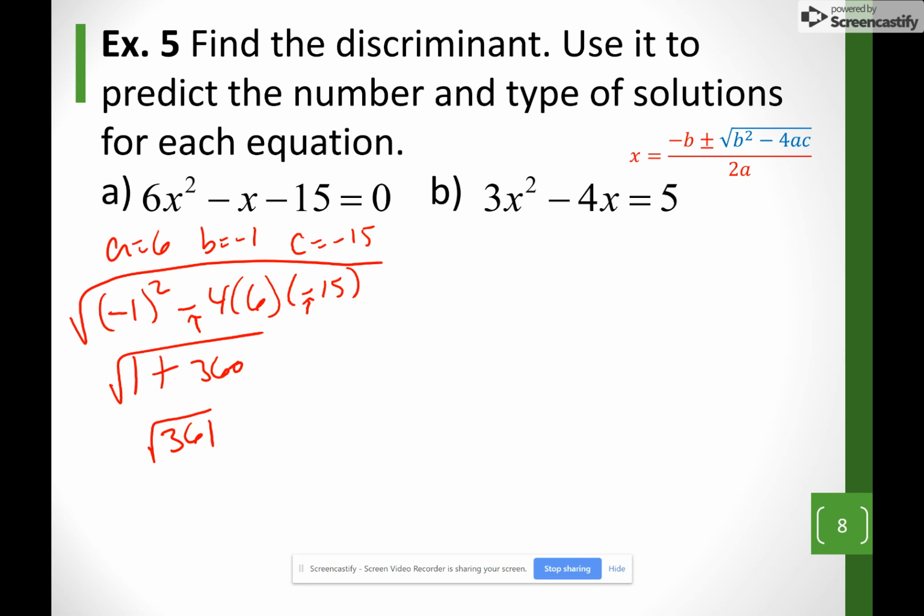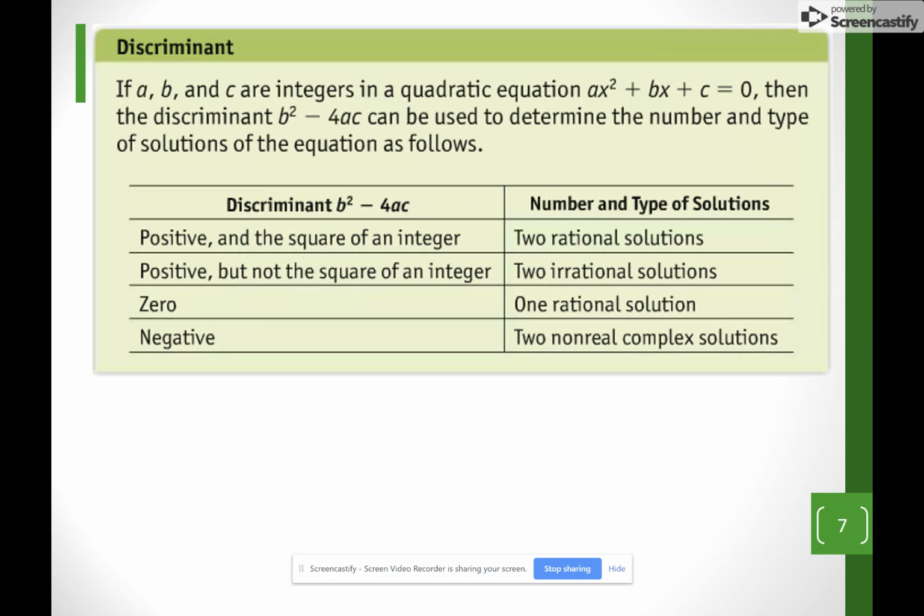So I'm going to check. The square root of 361 happens to be 19. It is a perfect square, so I will be getting 2 rational solutions.